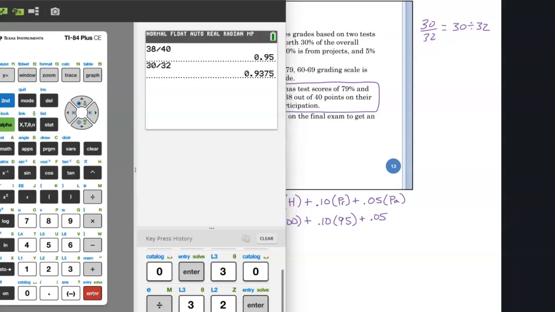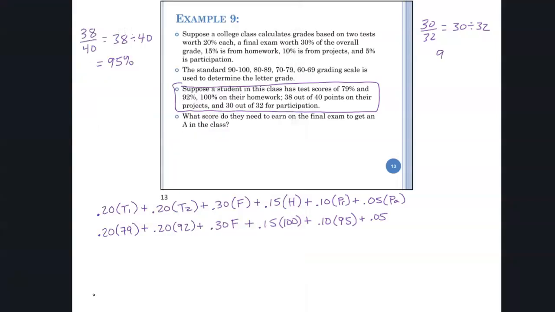And I get 0.9375, and then move the decimal 2 spaces or multiply by 100, same thing. And this is really 93.75%. So that's their participation. Notice that on all of these we're leaving the scores, those percentages, as whole numbers, but the values, like the weights for each item, were actually changing to decimals. So like 20% for the first test got changed to 0.20. 15% for homework got changed to 0.15.